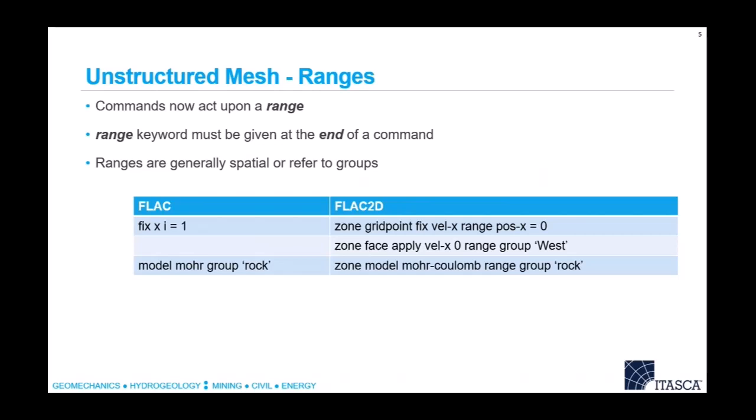What that means, though, is that when you're trying to identify things, you have to do it differently in FLAC2D. So in the old FLAC world, you'd say, I need to fix the x velocity on the left-hand side of the model. I would just say fix x i equals 1, right? And that would be the left-hand side of the model because that's the i equals 1 boundary. And on the bottom, you'd say j equals 1, right? And that's how you do ranges. And you've seen over and over again in this course that you don't do it that way in FLAC2D. You just give a coordinate. You could say, fix the x velocity at x equals 0, something like that.